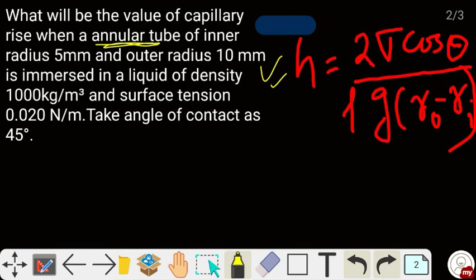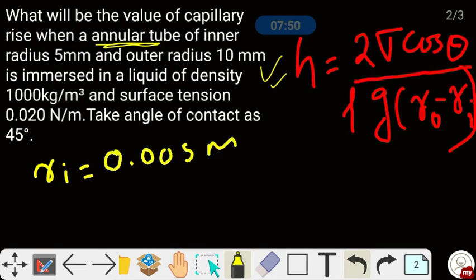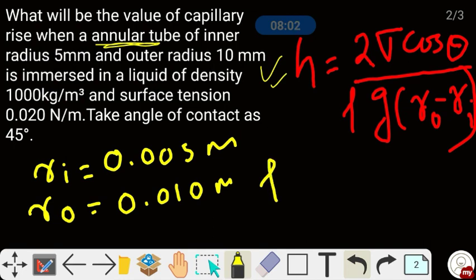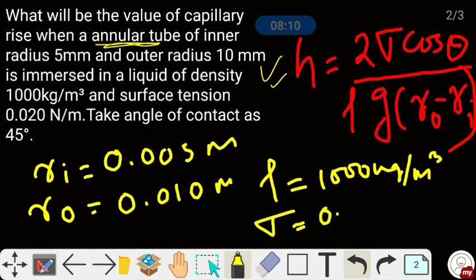So guys, this is our today's question. What will be the value of capillary rise when an annular tube of inner radius 5 mm? So we can write ri is given, that is 5 mm, we can write 0.005 meter, and outer radius ro is given 0.010 meter, that is 10 mm, and a liquid of density rho is given. So we can write 1000 kg per meter cube, and surface tension sigma is given, that is 0.020 Newton per meter.